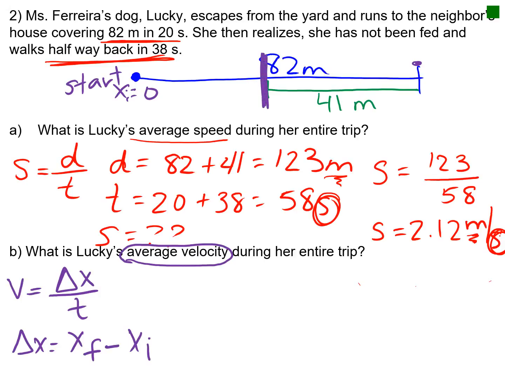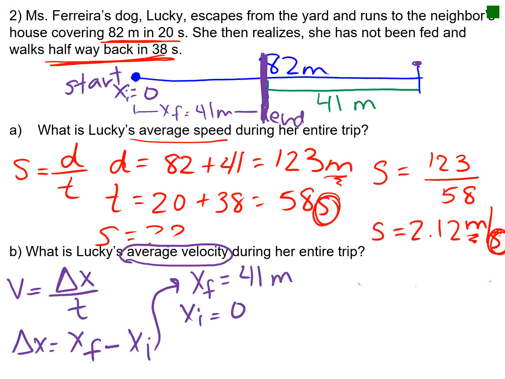And we know that she ran halfway back. Since this green segment is 41, her Xf is going to be 41 meters as well, because that's where her motion ends, from where she started, when she stops to figure out what house has the better food, I suppose. So Xf is equal to 41, because she's 41 meters from where she started.